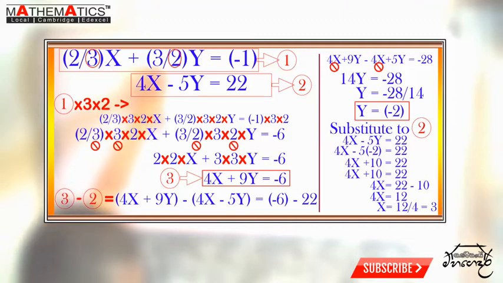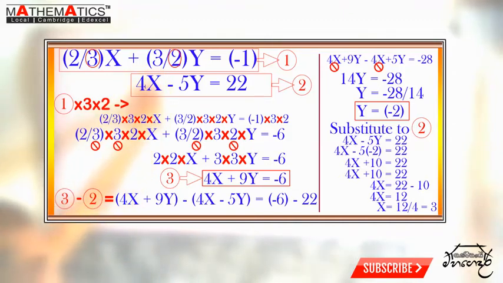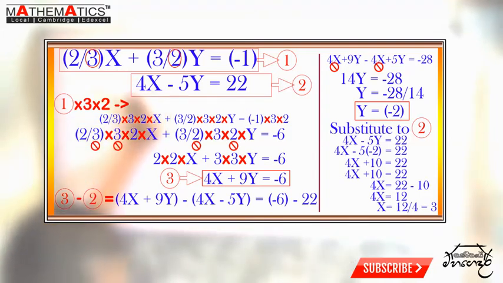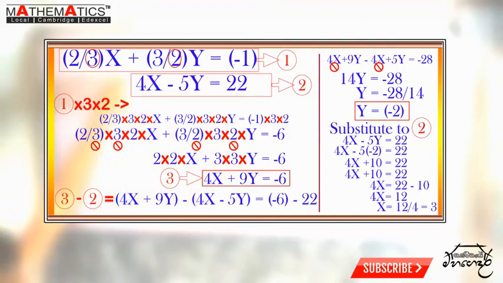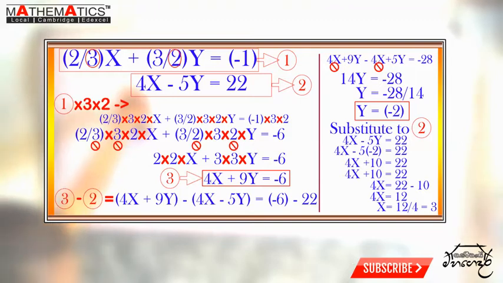After that, the new formula has been generated. You can identify it by using the label formula number 3. Okay, now you can subtract the second formula from the third formula. What is the left side of the third formula? 4x plus 9y. Now what is the left side of the second formula? 4x minus 5y. But you should remember, when you write the left side of the second formula, it should be written with a minus in front.